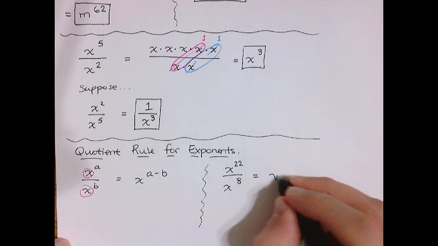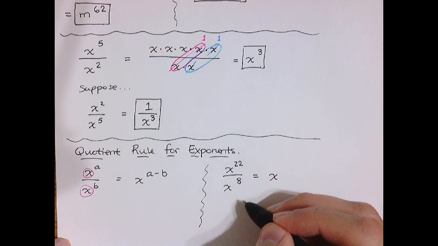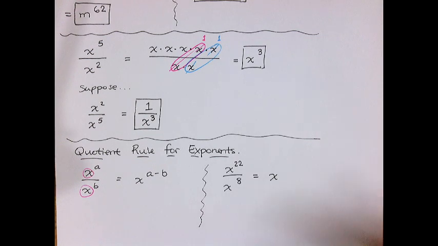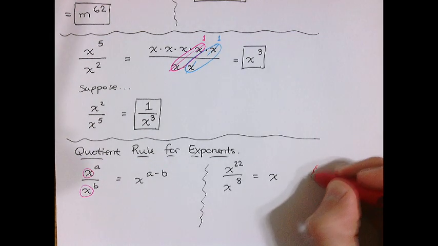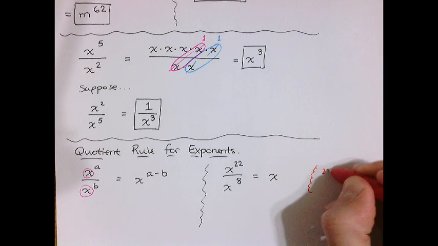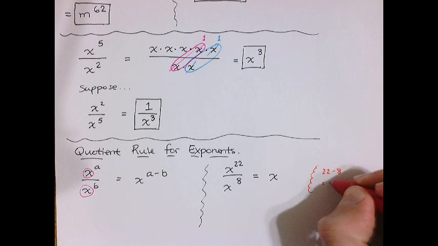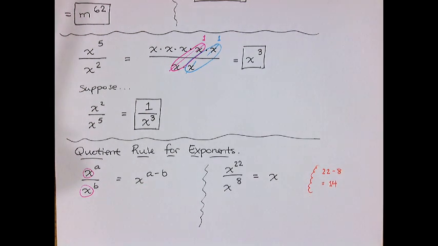So coming back to this problem, where you have more factors of x, you have more in the top, and it's just a matter of going off to the side here and figuring out, okay, what is 22 minus 8? And of course you get 14.